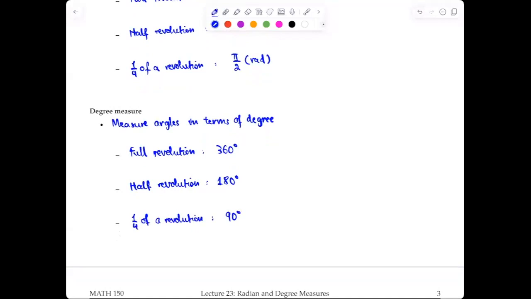So these angles I give you are special angles. We will learn more about different special angles later on in the course. But I want to start out by giving you some easy to remember special angles. So 0, 90 degrees, 180 degrees, 270 degrees, and 360 degrees.